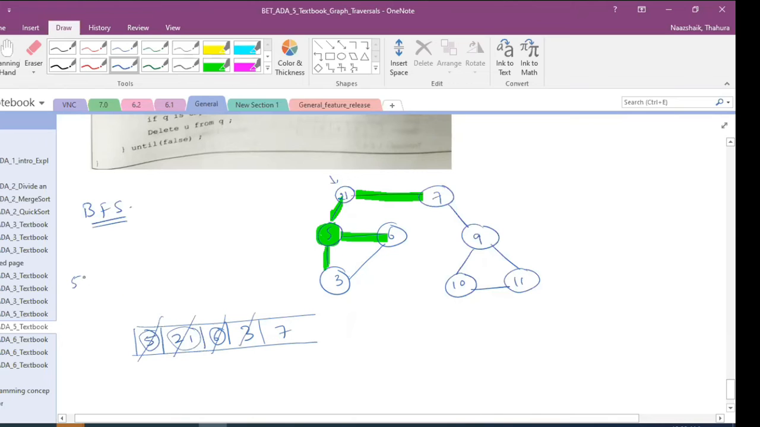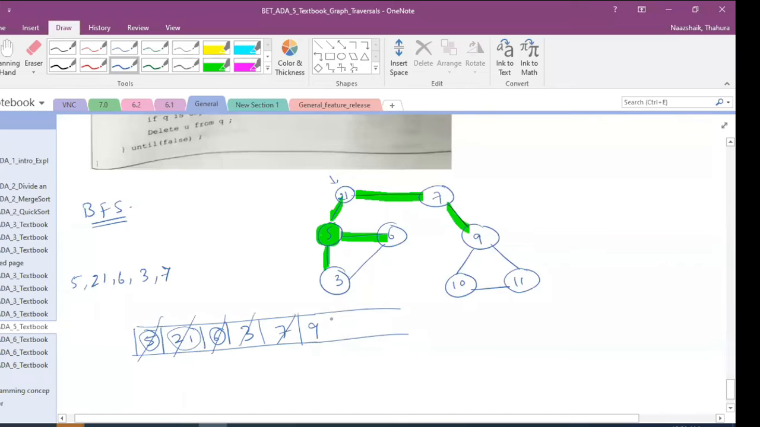So this is the order of your breadth first. You will be visiting like this: 6, 3, 7. Now go to 7 and process. Anything coming out of 7? Yeah, we have 9. Add that to the queue. Now you can remove it. I'm done with 7.